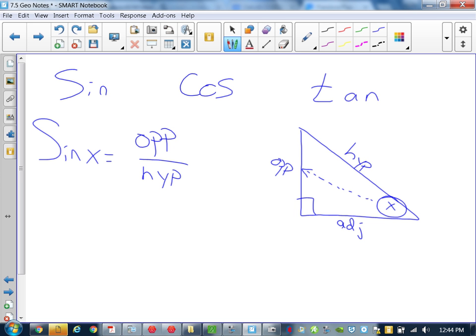So if you're working in a triangle and you know an opposite and a hypotenuse, you would press the button that says sine, and you would make it work. Obviously, there's a little more algebra involved than just that, but for the most part, that's what you're looking to do.